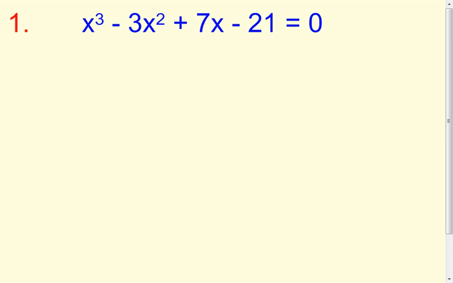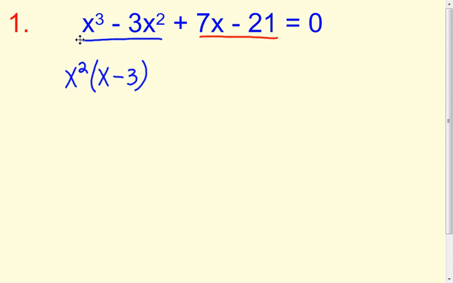this by grouping. When you factor it by grouping, I'm going to group these 2 together, and then I am going to group these 2 together. Okay? So what you want to do is take out of what I underlined in blue what they have in common, and they all have at least an x squared. Then x squared times x will give you your x cubed, and x squared times negative 3 will give you your negative 3x squared.